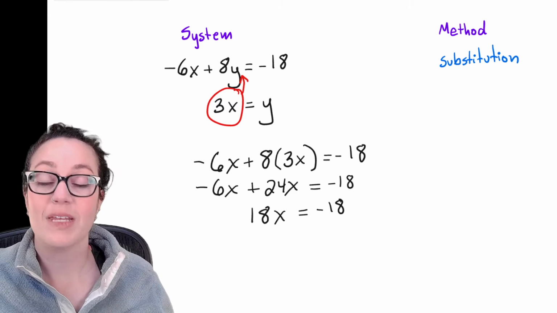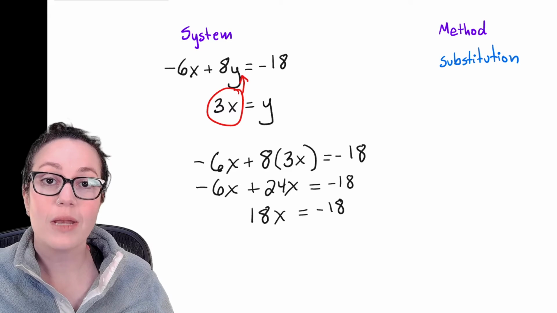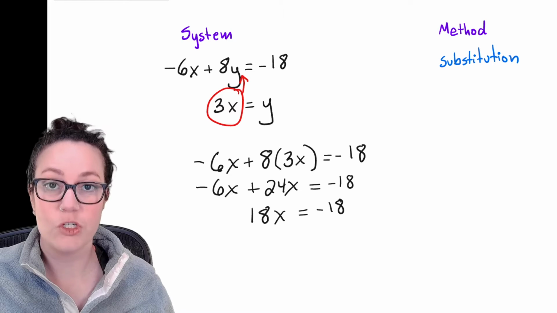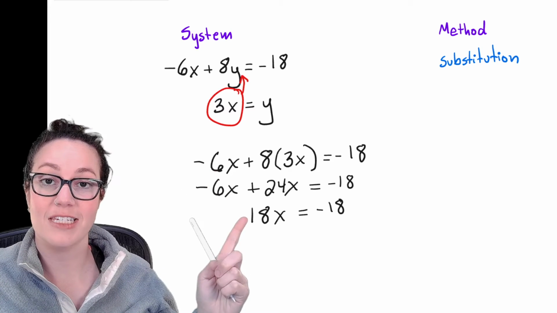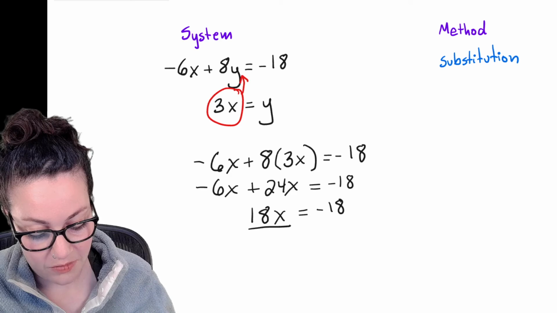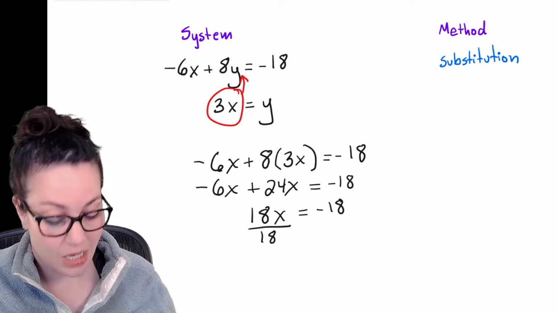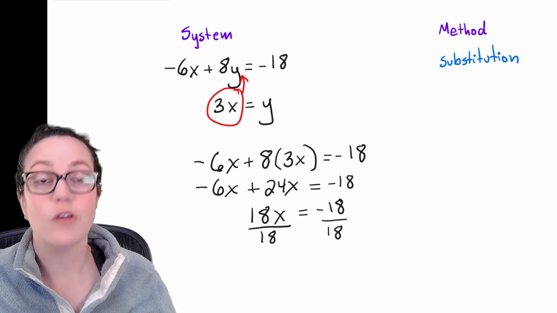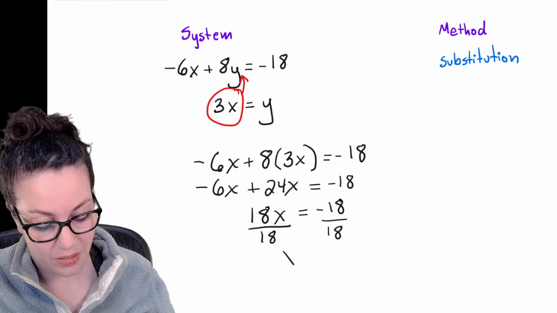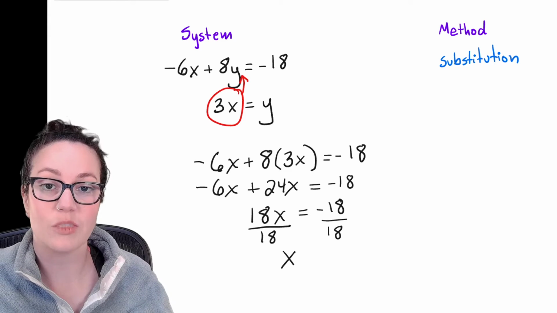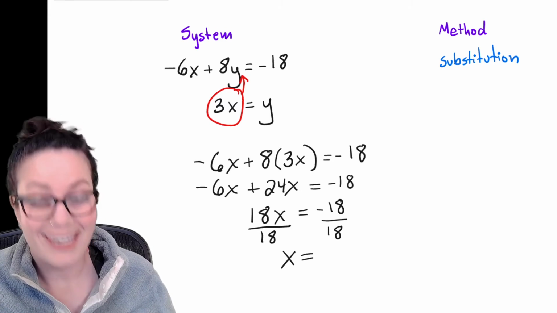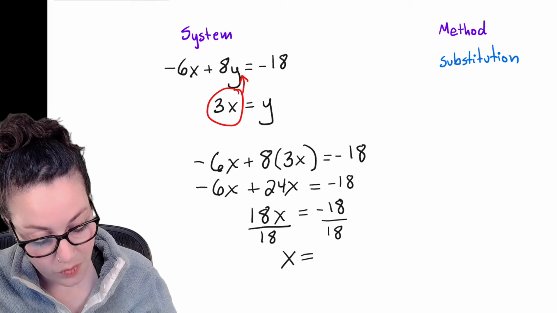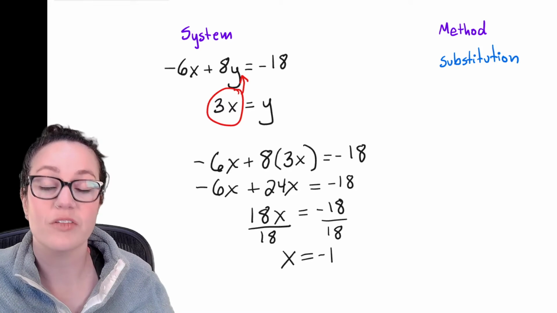Our last step in isolating x is to get one positive x by itself. To do that, I'm going to divide by the coefficient on x, which in this case is 18. So I'm going to divide by 18 on both sides of the equation. Anything divided by itself is 1. So 18 divided by 18 is 1. We're left with just the x by itself. And negative 18 divided by 18 is going to be negative 1, because a negative divided by a positive is a negative.